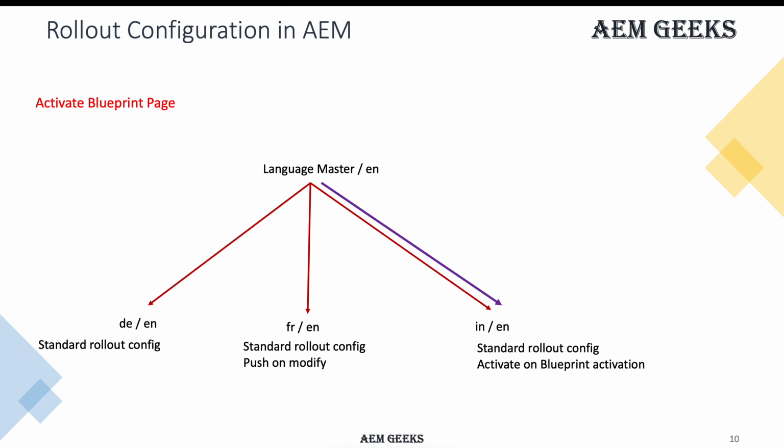What will happen? It will publish the same page from the India EN live copy as well, because it has activation on Blueprint, right? So as soon as you activate here, meaning publish there, it will publish from Blueprint and from the English India live copy as well. It will not publish in these two because these do not have the activation on Blueprint rollout configuration. Now let's see the demo part, where I'll talk about some more scenarios along with what I have discussed here.